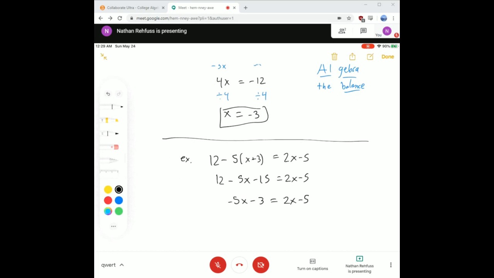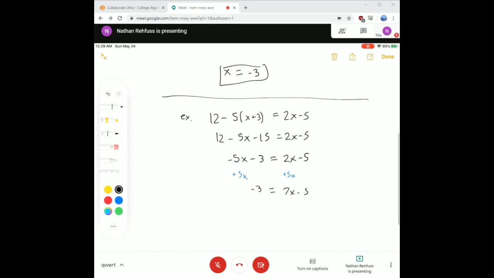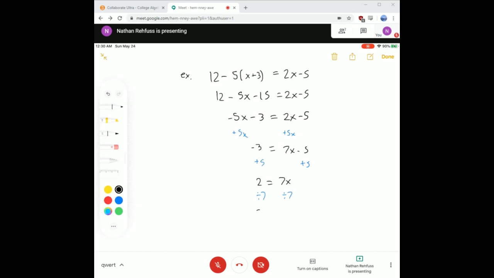Now I'm going to try to gather all the x's on one side. Let's say I add 5x to each side. So I have negative 3 equals 7x minus 5. Let's say I add 5 to each side. It doesn't really matter what side you gather the x's on, just that you gather them all together. So this is a 2 equals 7x. And then I can divide both sides by 7 and get 2/7 is the only value of x that'll work. So that's how we're going to solve linear equations.